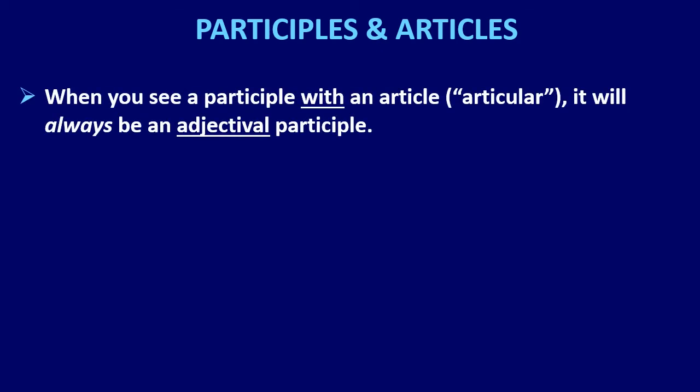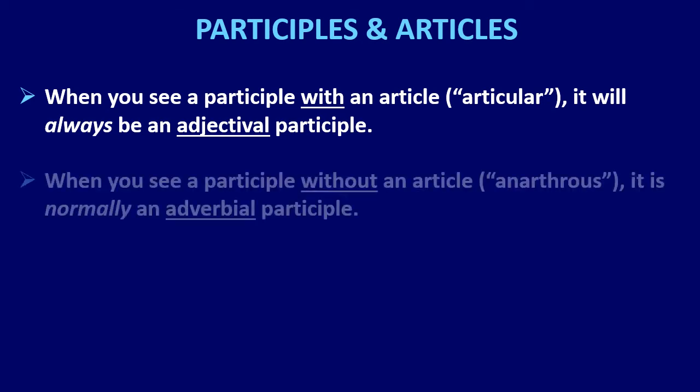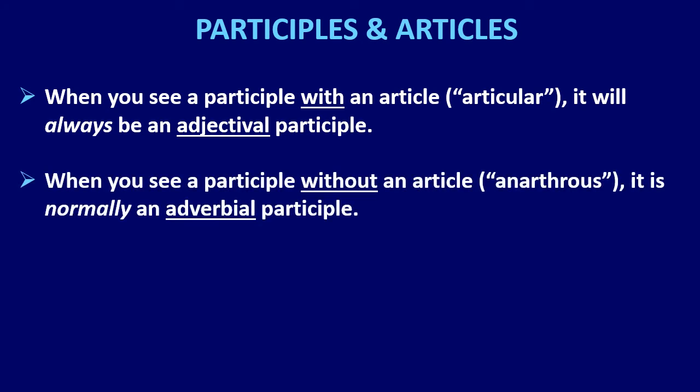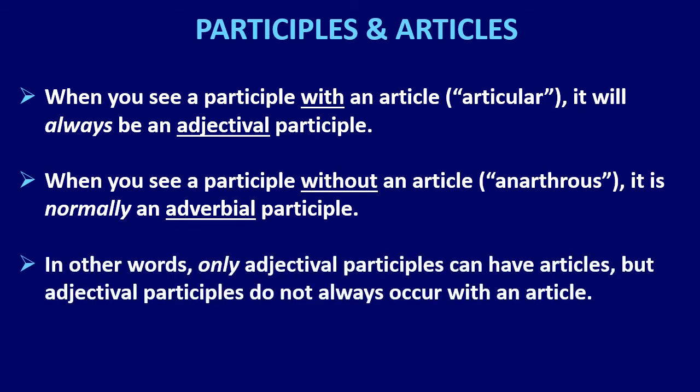So just for the sake of review, let's consider a few key points here about participles. First of all, when you see a participle with an article, it's articular, it will always be an adjectival participle. Why is that? Because adverbial participles cannot have the article in front of them. They're always anarthrous. So when you see a participle without an article, anarthrous, I say it is normally an adverbial participle, because sometimes adjectival participles can be anarthrous too. It's just that you cannot have an adverbial participle with an article. And that's the third point here, the key point. In other words, only adjectival participles have articles, but adjectival participles do not always occur with an article.